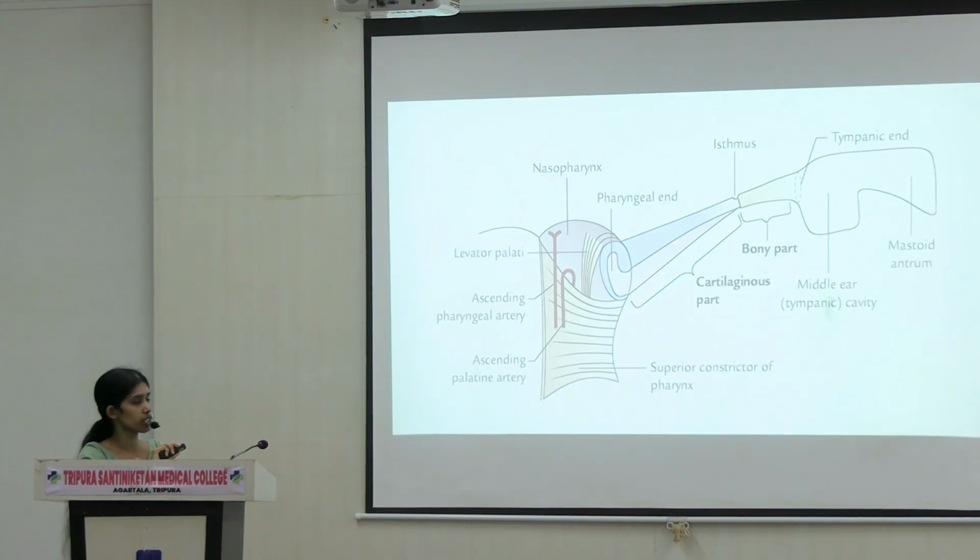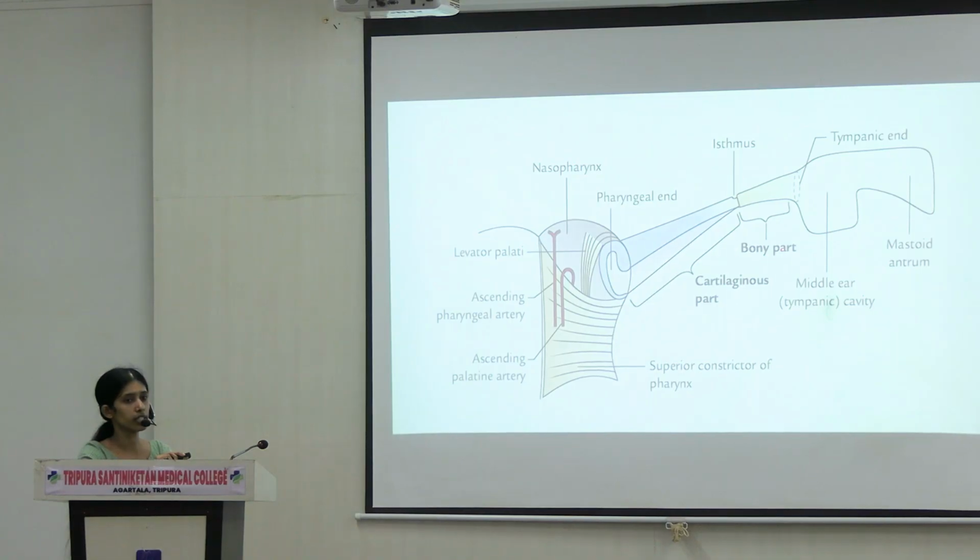The whole structure is around 4 cm in length and we divide it into two parts. The first part is the cartilaginous part and the second part is the bony part. The cartilaginous part is present in the anterior aspect and towards the medial side, so it is present anteromedially, and it is around 24 mm in length, okay. And the bony part is present on the posterior aspect and towards the lateral side, so the bony part is present posterolaterally and it is around 12 mm in length, okay.